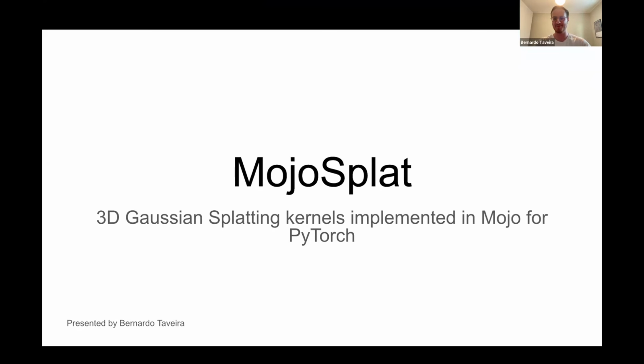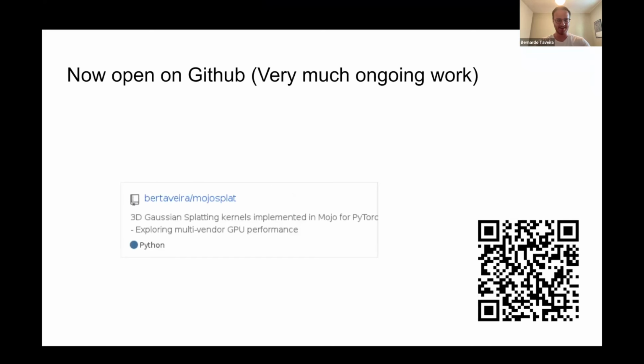So I'm going to be talking about Mojo Splat as presented. Essentially, it's more of a side project. I wanted to try Mojo and port the GSplat kernels, or the 3D Gaussian splatting kernels, to Mojo, and of course try out this PyTorch Mojo integration. I just opened the repository today, so feel free to go there. It's very much ongoing work, and not all the kernels are implemented yet, and there are definitely some problems, and I'll talk about them because I think we can all learn from these problems.